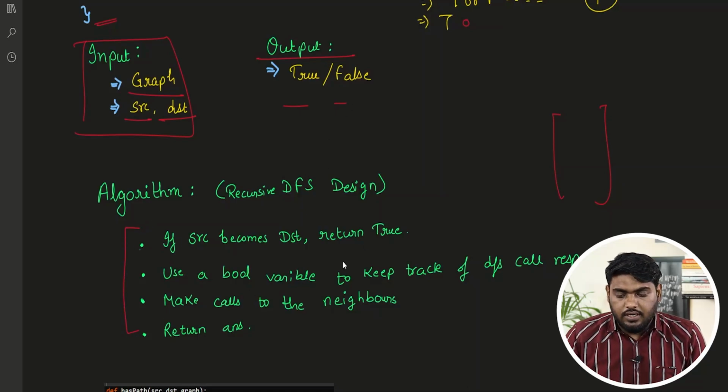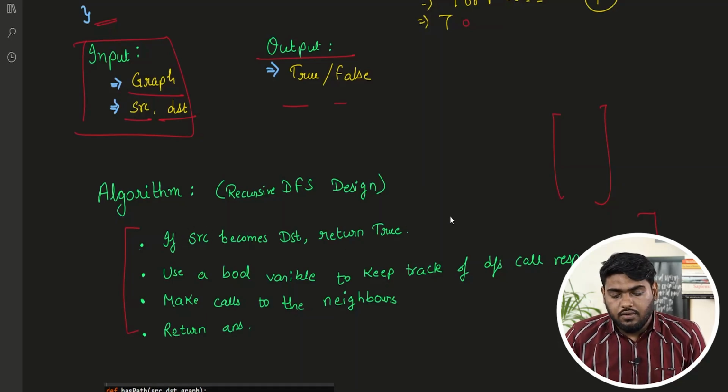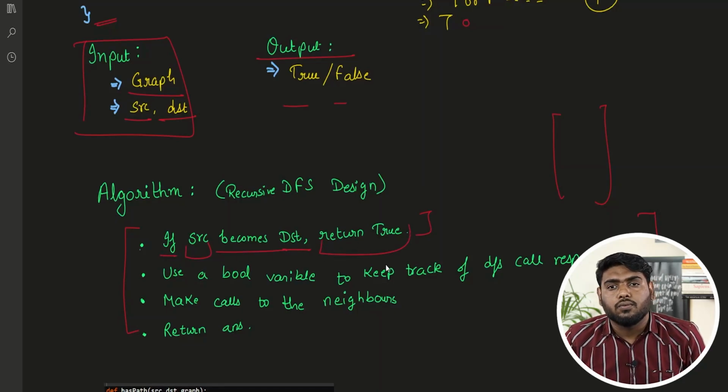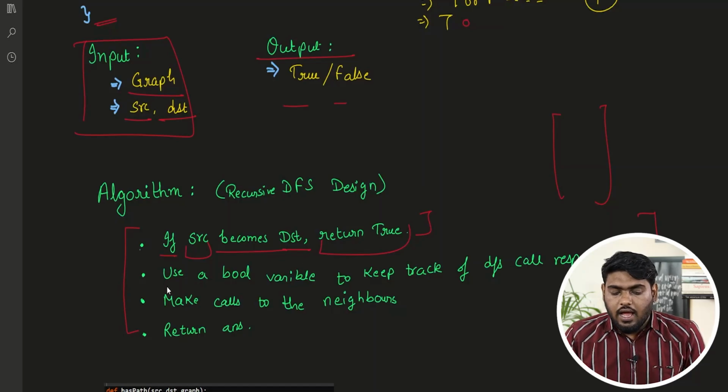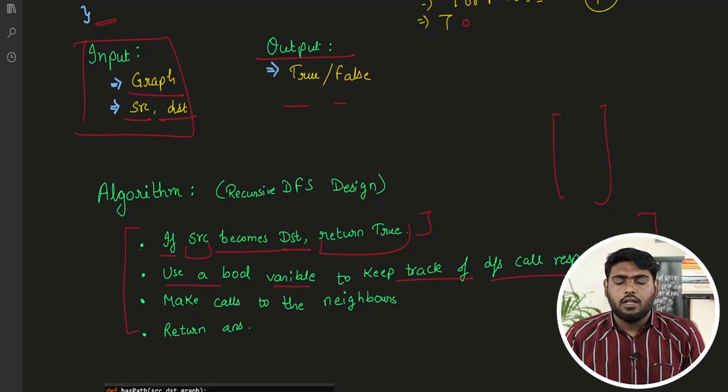So this is the recursive algorithm. To design a recursive function, the base case is this: as we have discussed, if the source becomes the destination, we need to return true. Correct? Then I'm going to use a bool variable to keep track of the DFS call responses, and I've named it answer. Done.